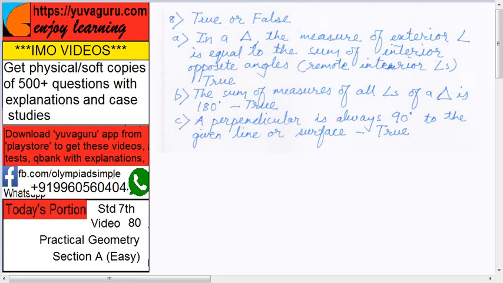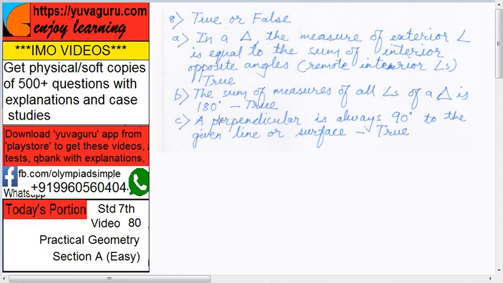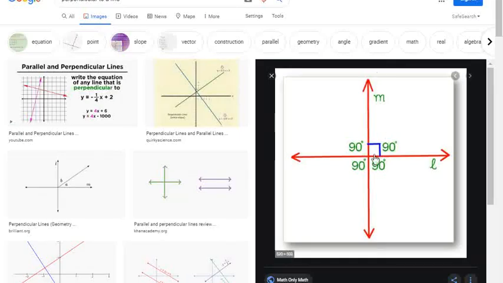See this, A plus B plus C equals 180 degrees. Next, a perpendicular is always 90 degrees to the given line or the surface. Perpendicular means 90 degrees, so this answer is true. See this, generally the x and y axis are perpendicular to each other. That's why they are 90 degrees.